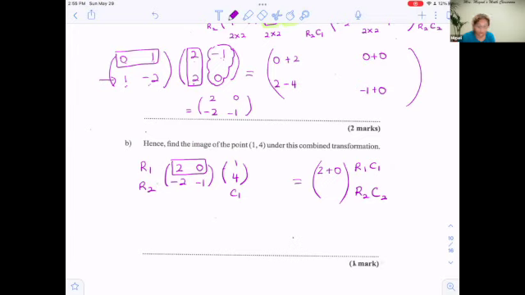Yes, Miss. Right? First element, negative 2 is being multiplied by 1. So this is negative 2. Then second element, negative 1 is being multiplied by 4, which will give me negative 4. So this is 2, negative 6. Did you all get that?